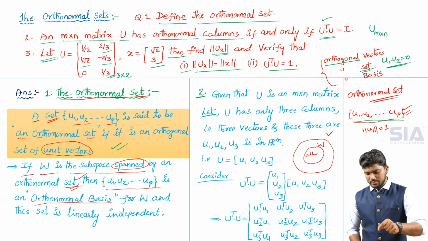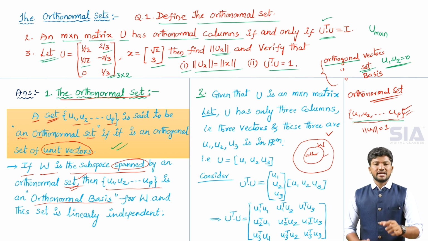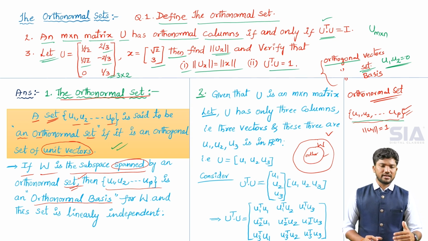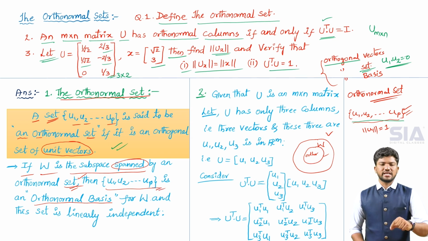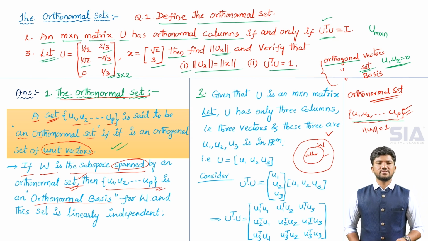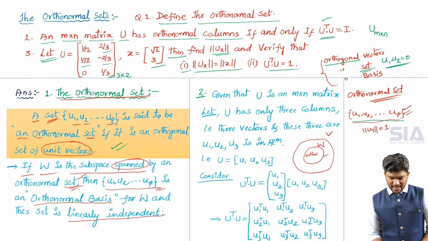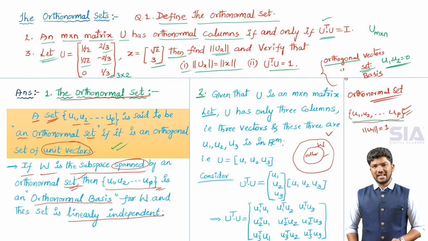Whenever a subspace capital W in the vector space capital V is generated by an orthonormal set, then that set is also said to be an orthonormal basis for W, and this set is linearly independent. That orthonormal set is also linearly independent.